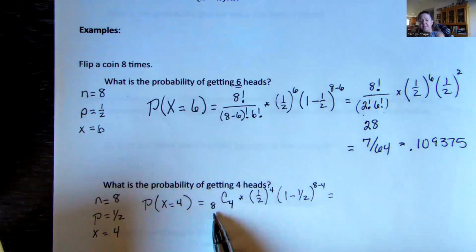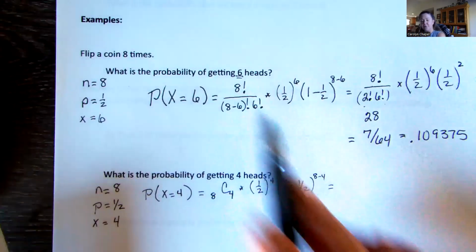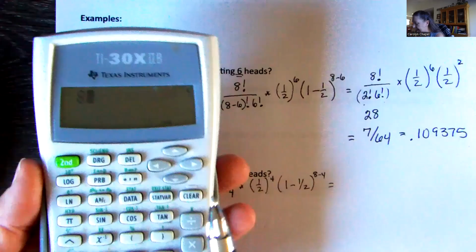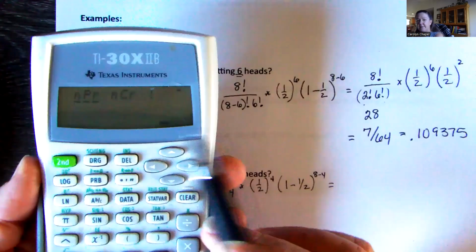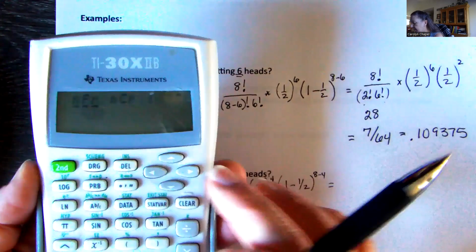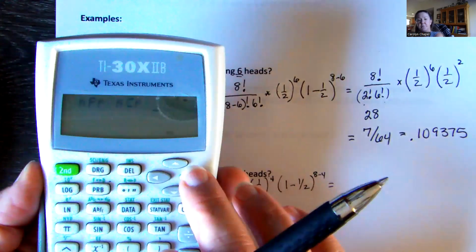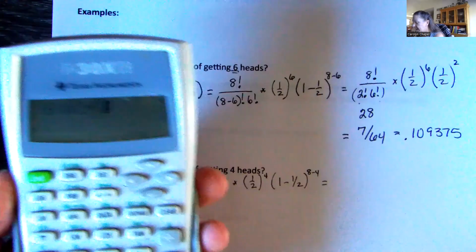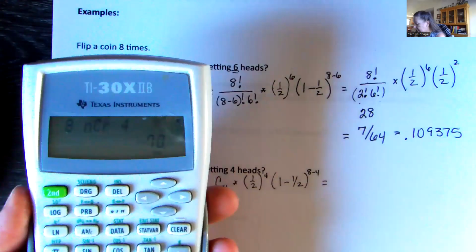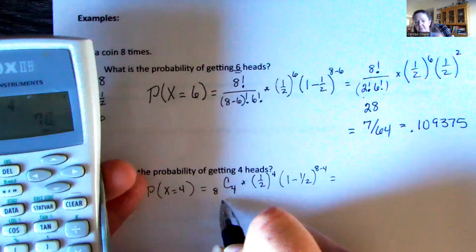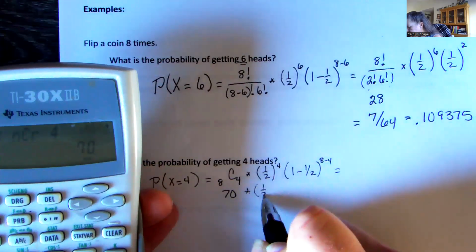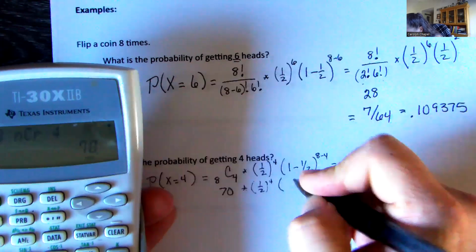But the reason I like this is I have to get my factorial key in the same place. And when I do so there's my 8, I go right past that combination button. So I might as well just grab that one. Oops, I went too far. And then I type in the 4, and it does that whole fraction for me. So this whole fraction here is 70. And then I'll multiply it by my 1/2 to the 4th and my 1/2 to the 4th.